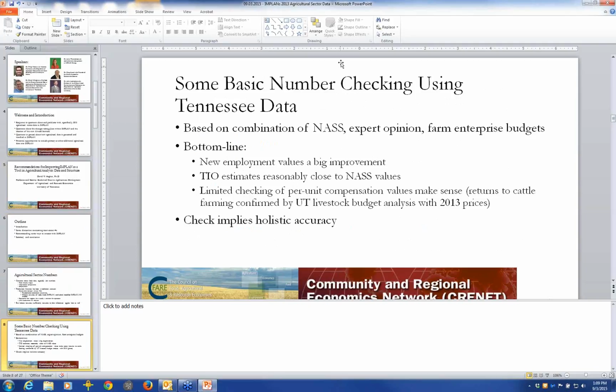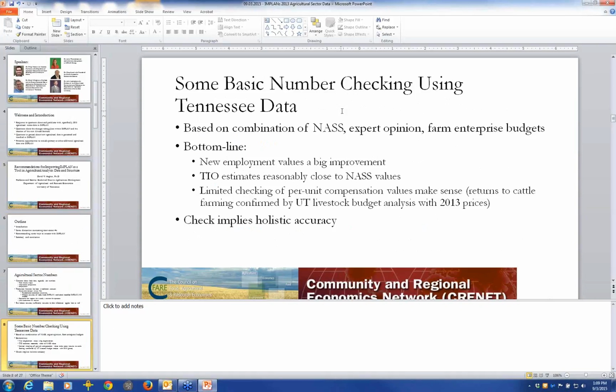Well, we at Tennessee have done some basic number checking using the Tennessee data. What we've really concentrated on has been the employment, and then some of the other estimates like the total industry output. But this number checking was based on a combination of NAS data, expert opinion, and even some farm enterprise budgets we brought in and looked at to see if they were consistent with what the IMPLAN was telling us.